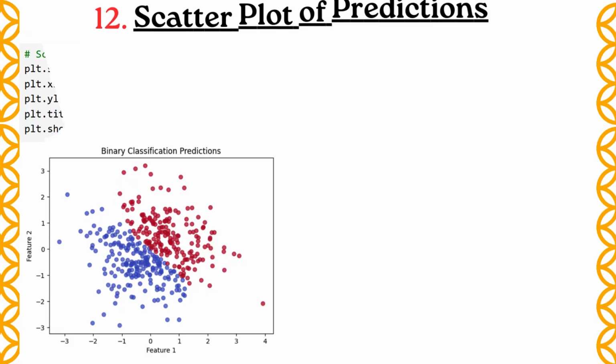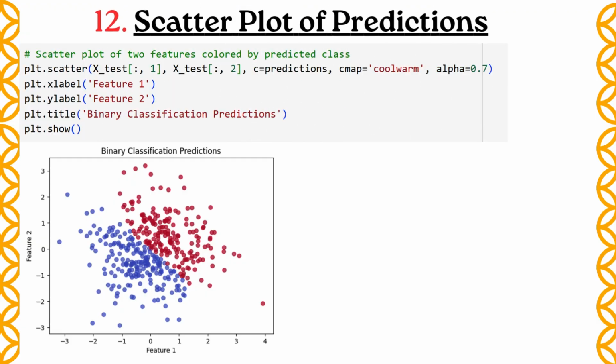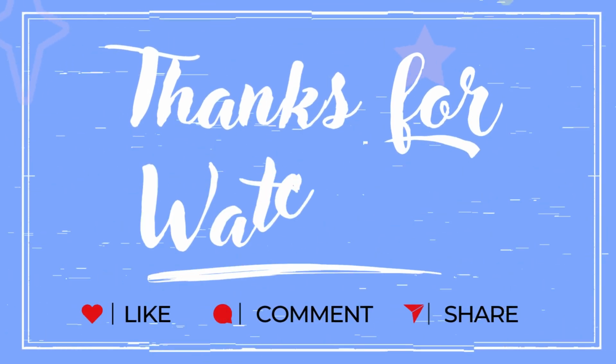12. Scatter plot of predictions. Displays a 2D scatter plot using two features. Colors indicate predicted class labels, helping in visually understanding the decision boundary. And that's a wrap on logistic regression implementation.